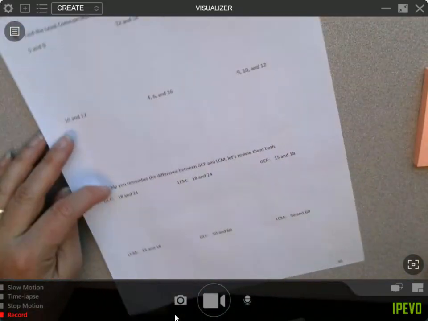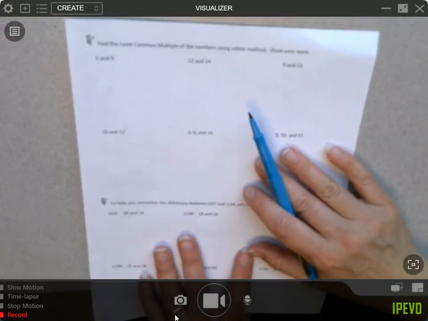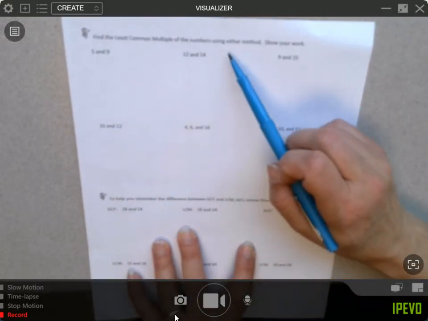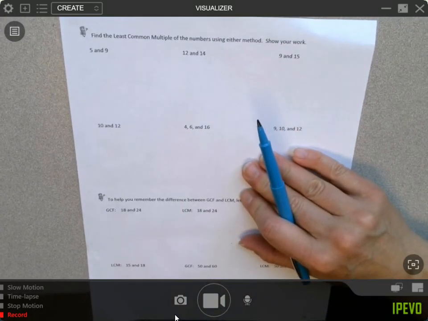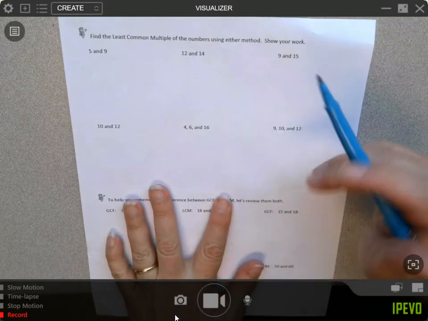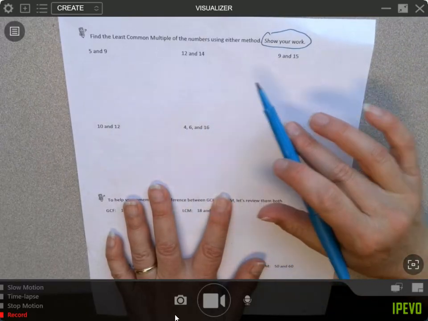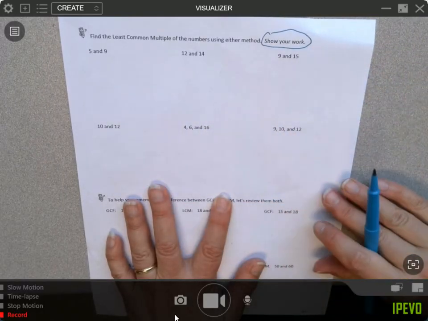On our second page, you're going to be doing the work. Find that least common multiple using the method that works for you. You can list them, you can do the table method. Show your work. So for all 6 of these, you're showing your work.